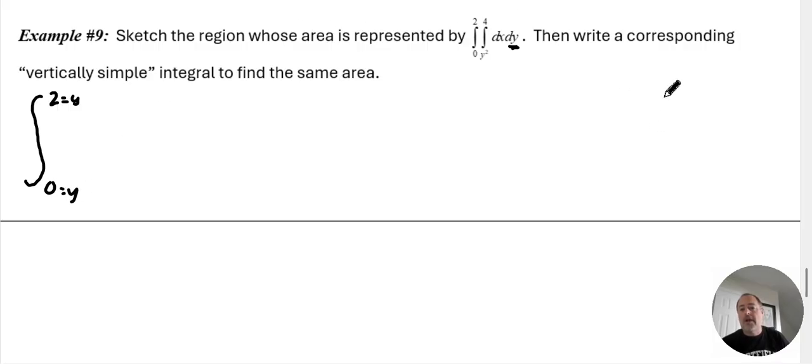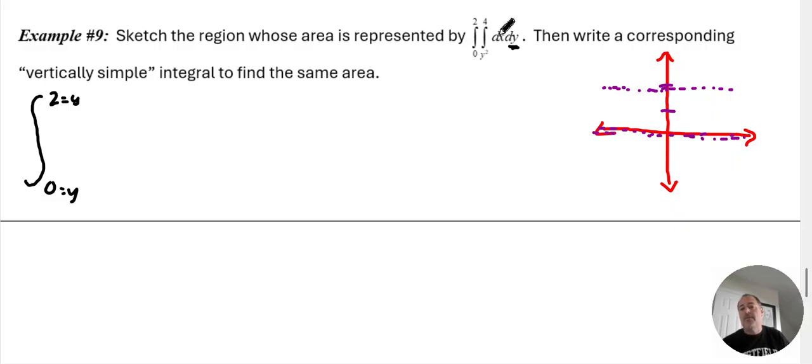So then over here, we're going to graph what y equals 2 and y equals 0 look like. y equals 2 is going to be 1, 2, right there on that line. And then the x-axis. So this is the region that we're integrating over, because dy is on the outside.